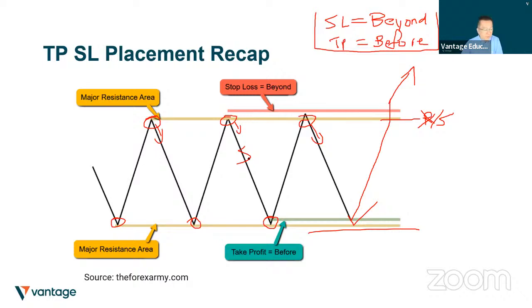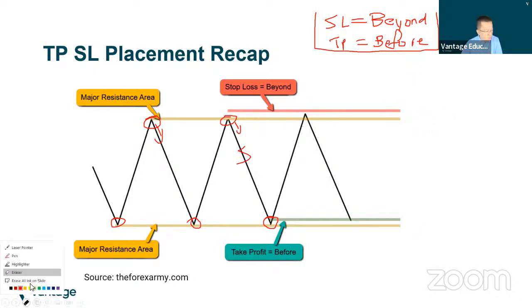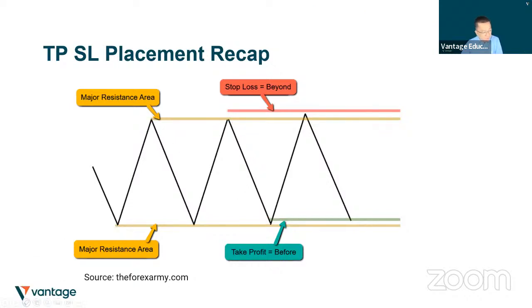Okay, so because of that, what we prefer is what we have there. Okay, let me just clear everything out. All right, so you can see what we're looking for is for stop loss to be beyond that resistance level and take profit to be before that support level. All right, so in this case, again, stop loss hard to hit, take profit easy to hit because it's kept within those support and resistance levels. Make sense so far?